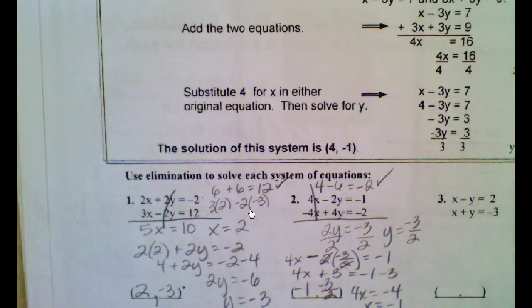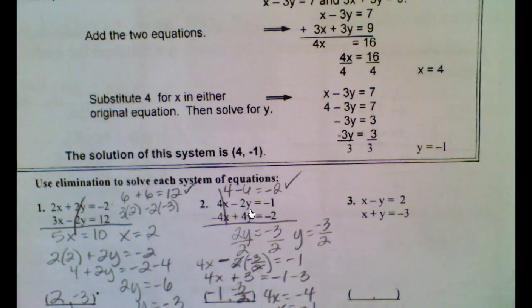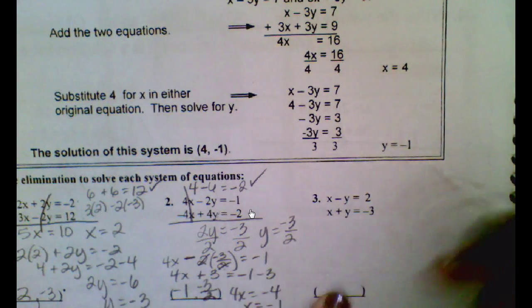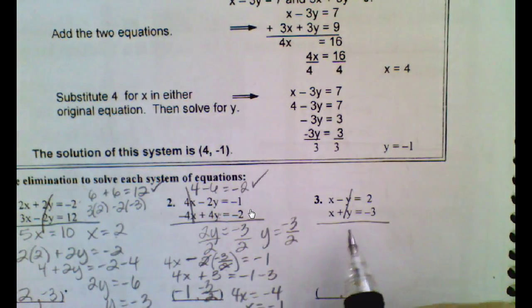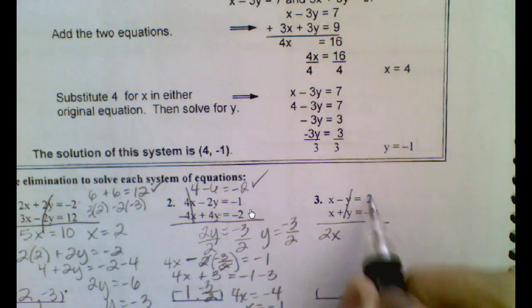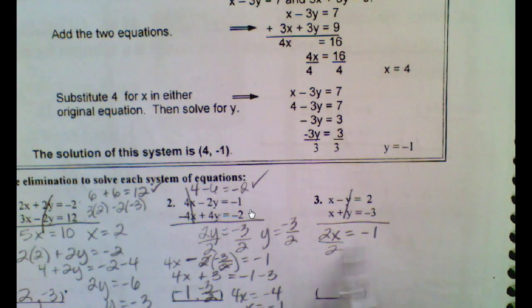Good. Sorry, there's not much room in these problems. Good, Reagan. Okay, number 3, Katie. Okay, so are your x and y terms lined up? Do you have a term that cancels out? The y's cancel out because I have negative y and positive y. So when I'm done, what do I have? What's x plus x? 2x. And what is 2 minus 3? Negative 1.